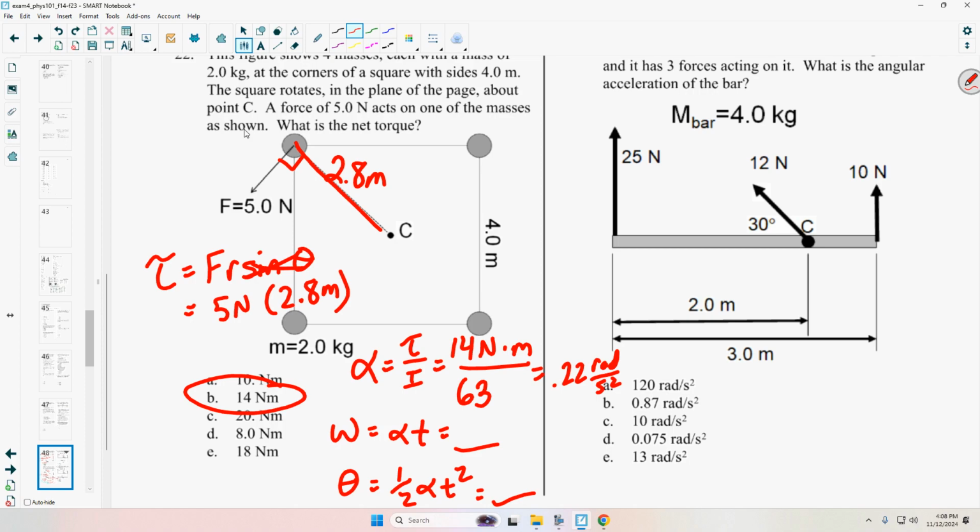You'll need to know how to do angular momentum problems. That is where I have two objects that come together and rotate at a certain speed, and one object changes the moment of inertia, and you need to find out what the new angular speed is. Let's take a look through this one.